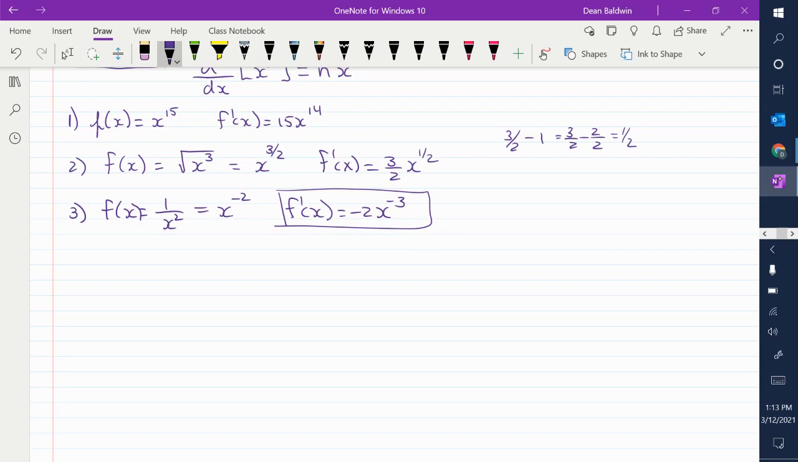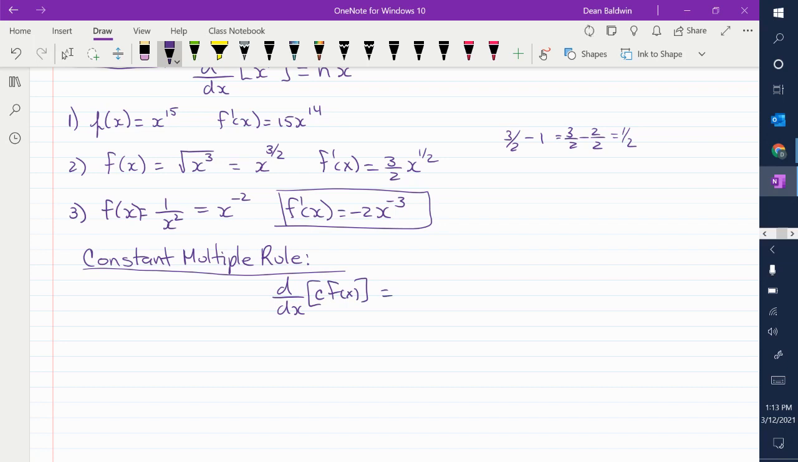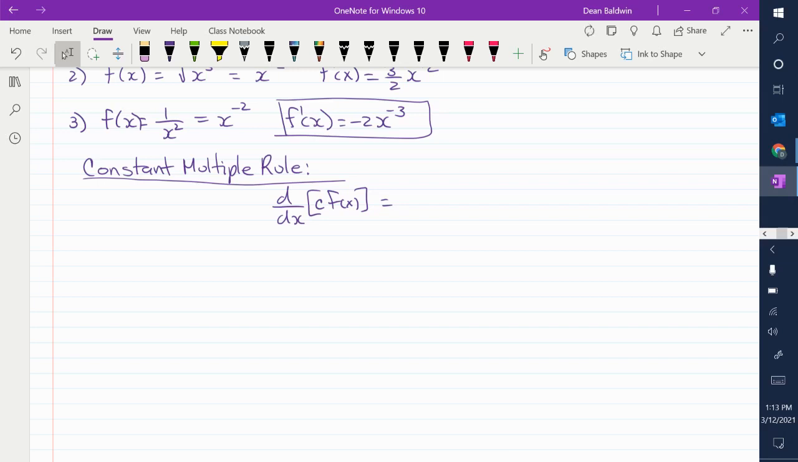He didn't title these, but I'm going to title them. So the constant multiple rule, which basically says, if you have a constant multiplied by the function, what can you do with the constant in derivatives? You can just pull it out, right? To make your life a little easier. So I can just pull the constant out and multiply the constant by whatever the derivative of the function is.